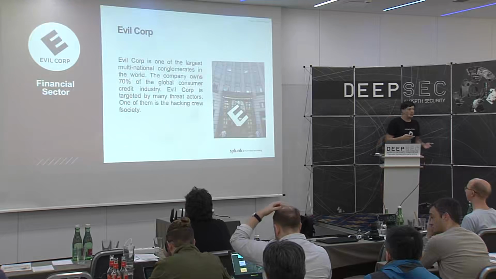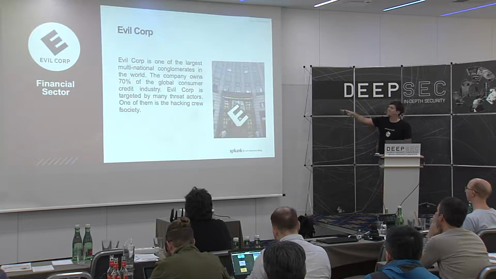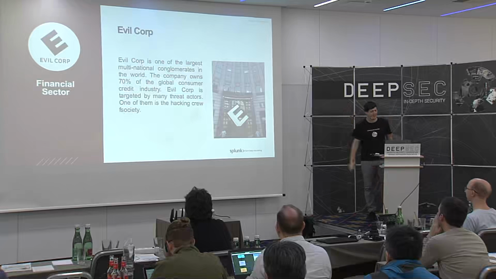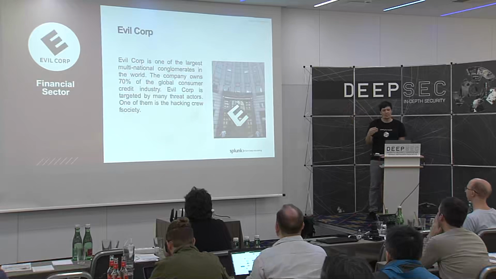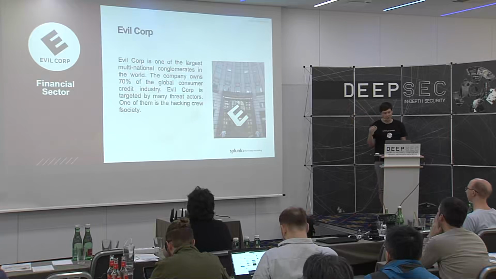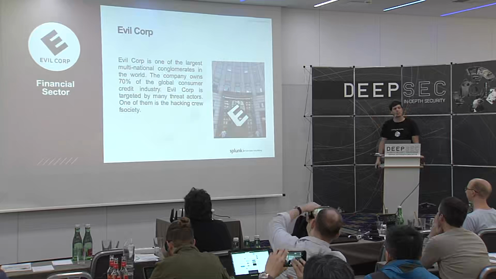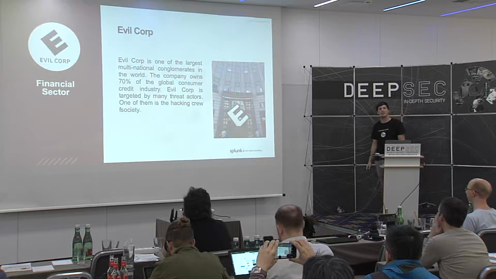Today in the talk, we'll have a fictional company with us which we try to protect. This is Evil Corp. Evil Corp owns 70% of the global consumer credit industry. They are targeted by a lot of advanced persistent threat groups. One group is F-Society.